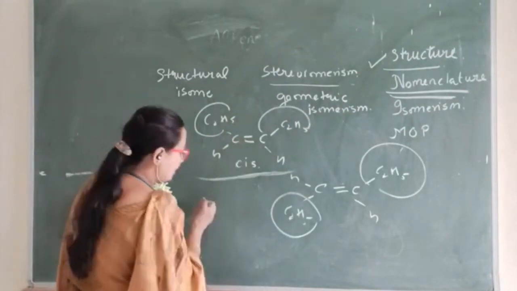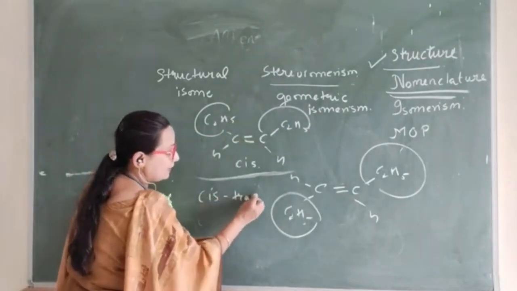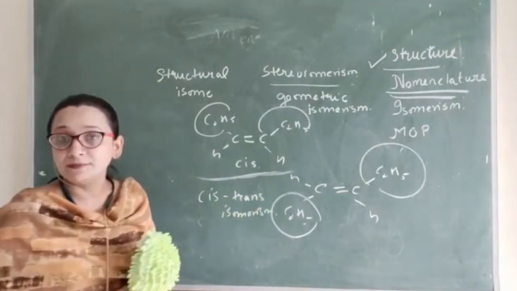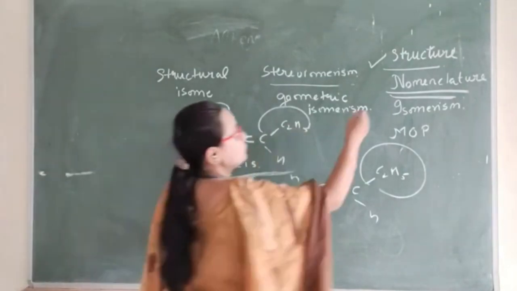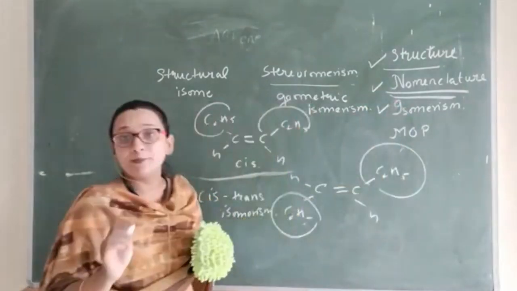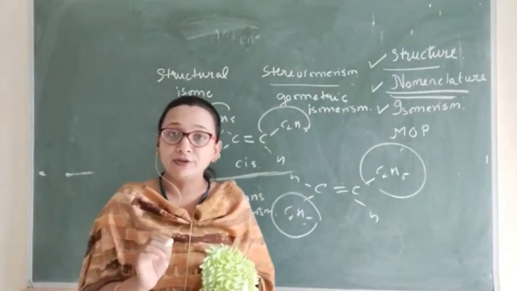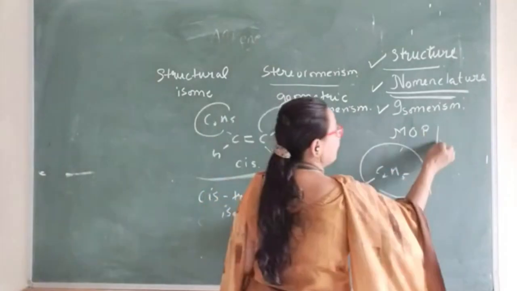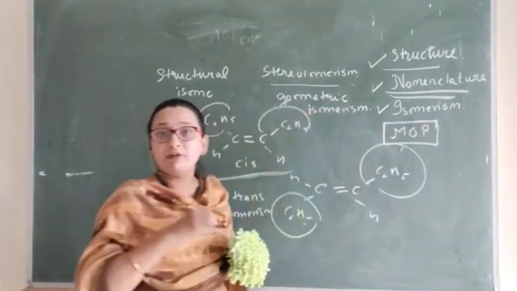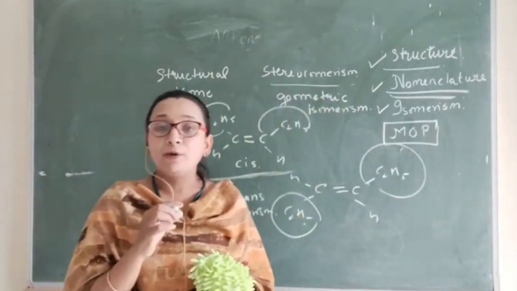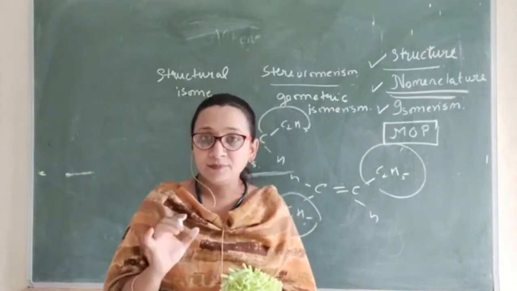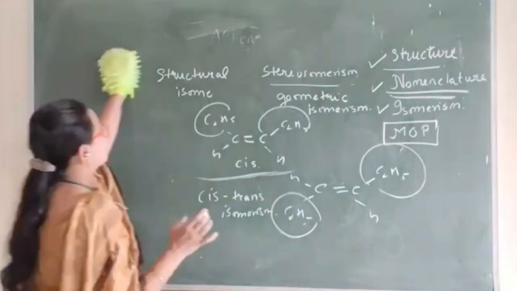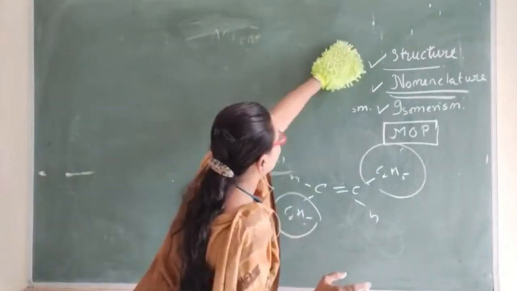cis-trans isomerism, right? So this is the first 3 aspects, basic aspects of alkenes that we have covered. Now we move on to talking about the methods of preparation of alkenes, and this is our actual topic for the day, जो हमने इसके पहले पढ़ा नहीं है. So let us begin with the methods of preparation of alkenes, and let us talk about them.